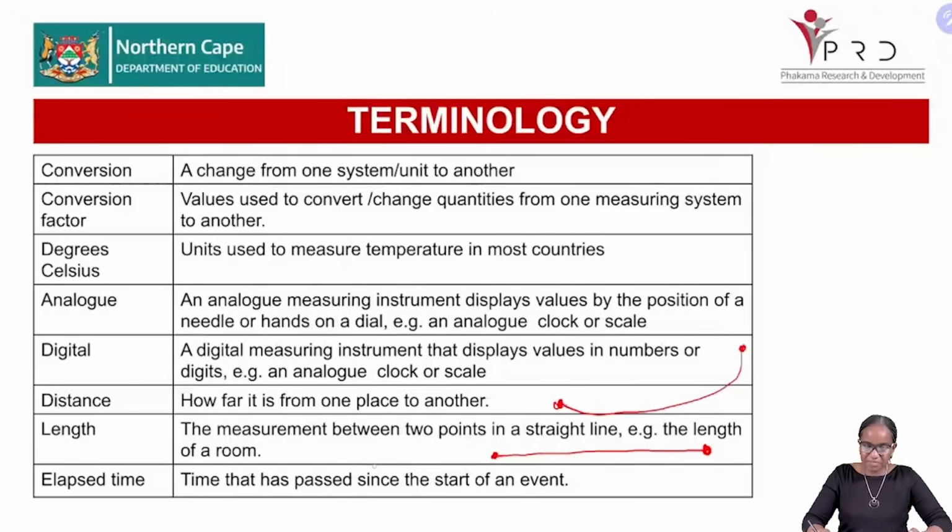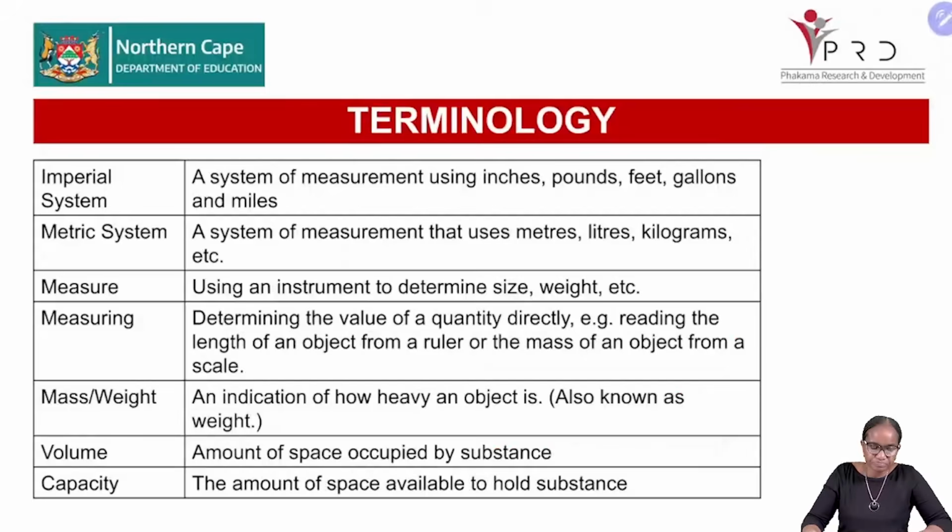Elapsed time is time that has passed since the start of an event. From the beginning of the event to the time when the event ends, that's what we call elapsed time. We go to another term, imperial system. An imperial system is a system of measurement using inches, pounds, feet, gallons, and miles. That's what we call the imperial system.